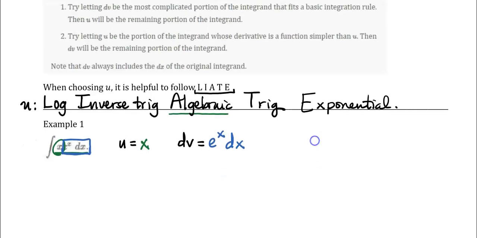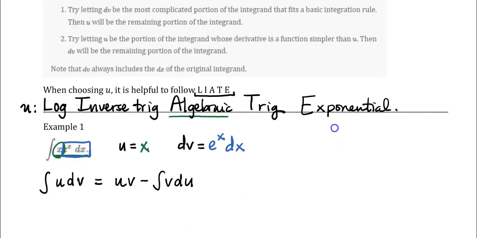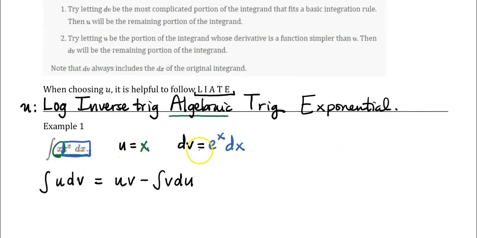So far we have rewritten our integral so that it is the integral of u multiplied by dv. Now the formula up here for integration by parts tells us that this integral is equal to u times v minus the integral of v du. That means that there's a few things we're going to need. We have u and we have dv, but what we do not have is du and v.